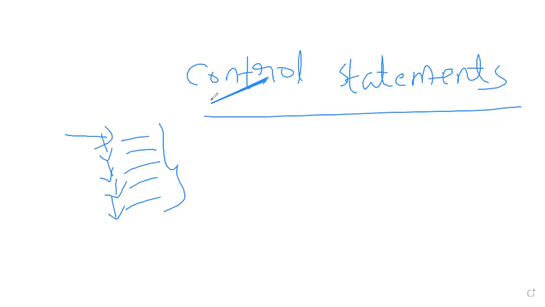But I want to change that sequence. I want to control the controller. Then you should go with control statements. So we have different types of statements. First we'll list them out, and then we'll discuss one by one. The first one is the if statement.